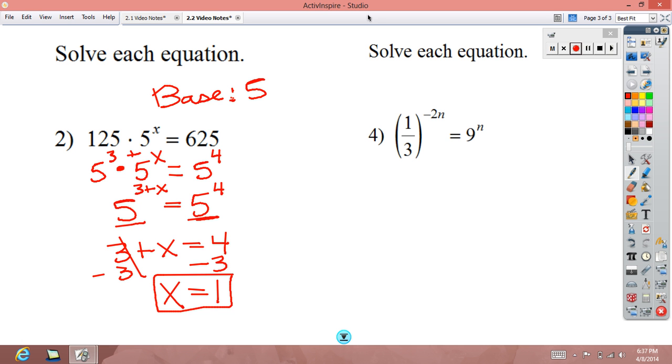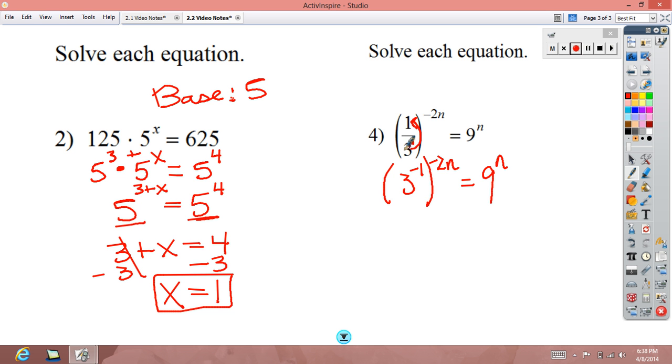Here's a tricky part. What I notice is I have a fraction, and we sort of talked about this. But if I have a fraction here, I can change this. We know this is 3 to the 1st. I can make it into a non-fraction by moving it up into the numerator. When that happens, though, it doesn't stay positive. It becomes negative. Okay? So this is the same as 3 to the negative 1 to the negative 2n equals 9 to the n. Okay? So I can change this fraction into not a fraction. Well, it's still a fraction because technically it's over 1.